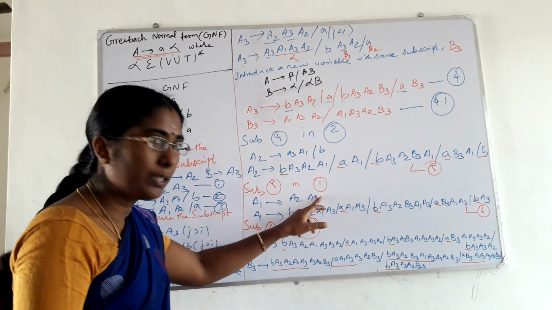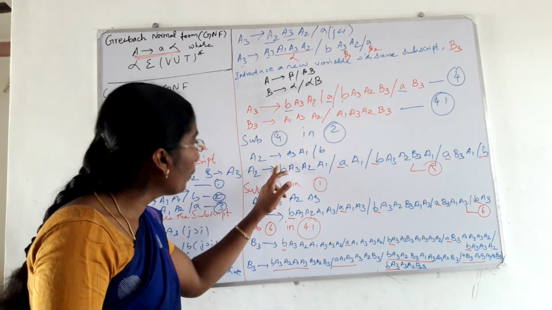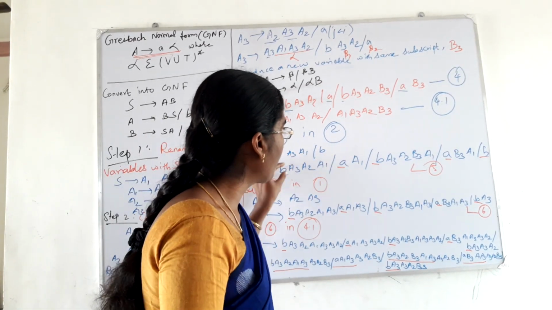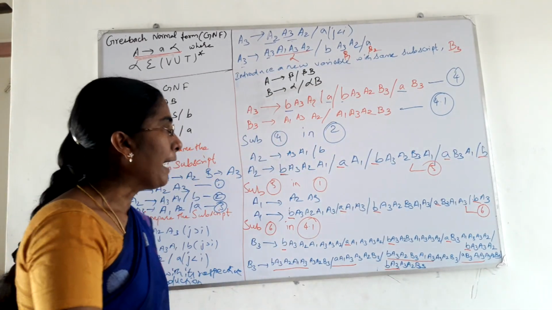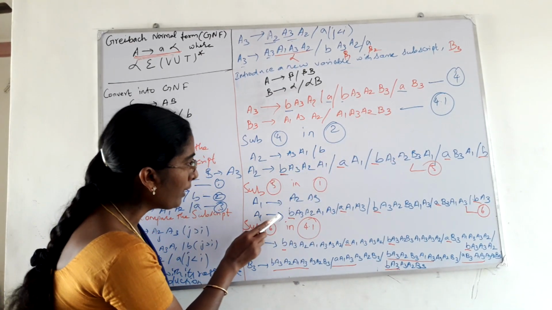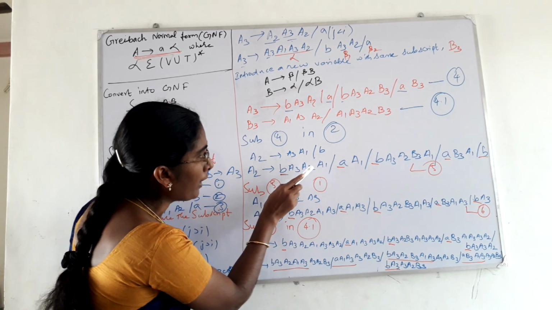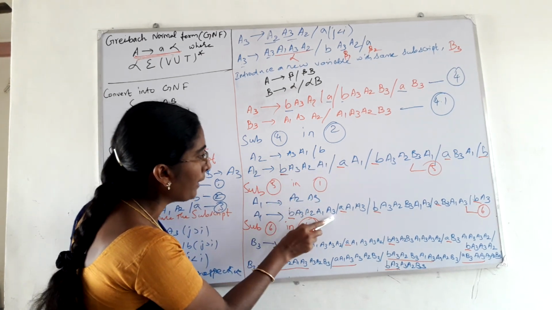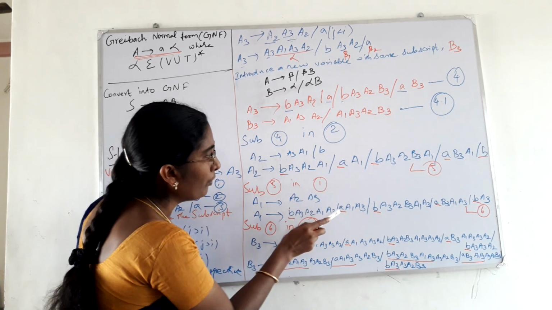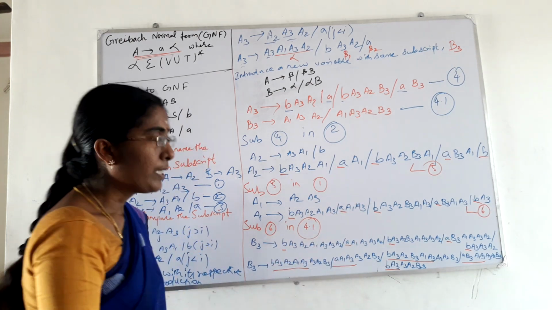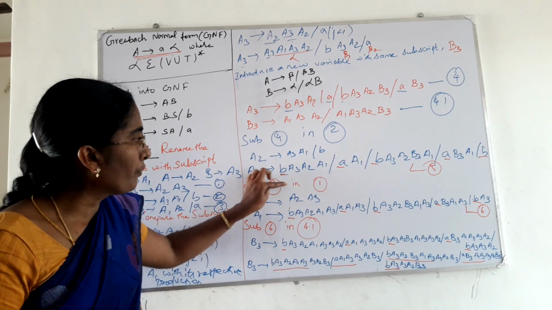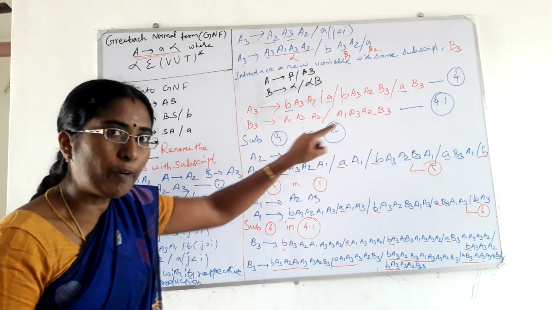A1 implies A2 A3. Here we substitute the A2 production in this position. Instead of this A2, we have to substitute these 5 productions. After substituting these 5 productions, the production will be like this: A1 implies B A3 A2 A1 followed by A3. Like this, we substituted all the 5 productions here.